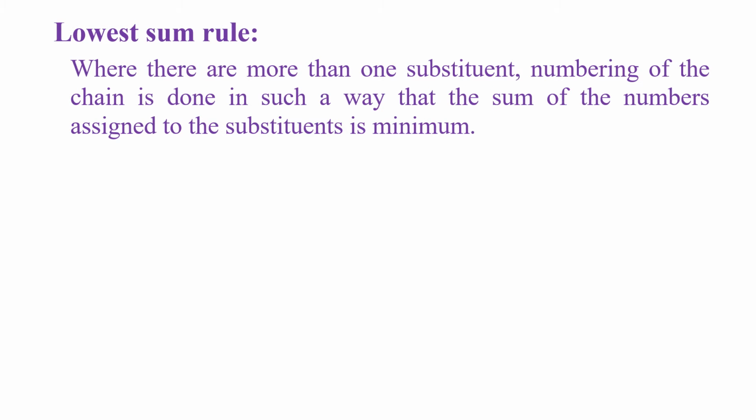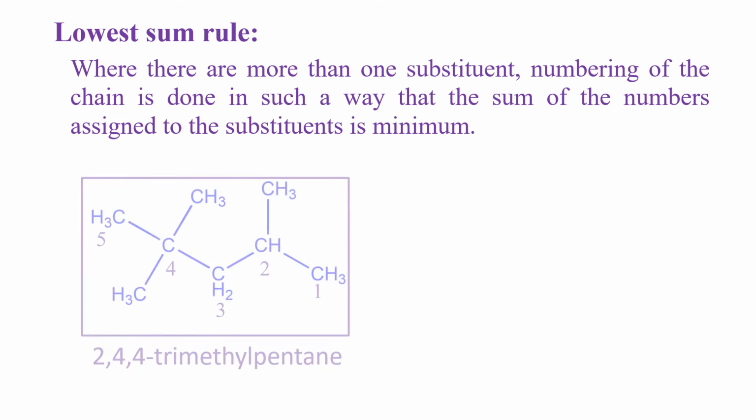Let us proceed to the next rule, lowest sum rule. If the given molecule is having more than one substituent, then the summation of all substituent numbers should be the least possible. Let us see what it means.